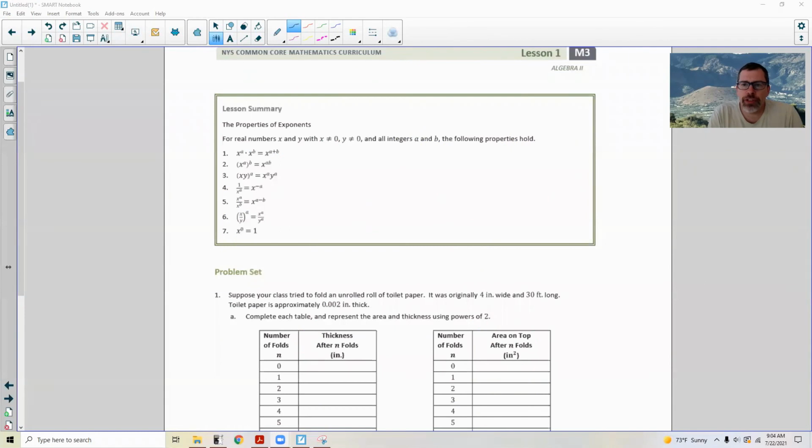Okay, page 5 brings us to the end of lesson 1, module 3. Review the lesson summary and go to your problem set.